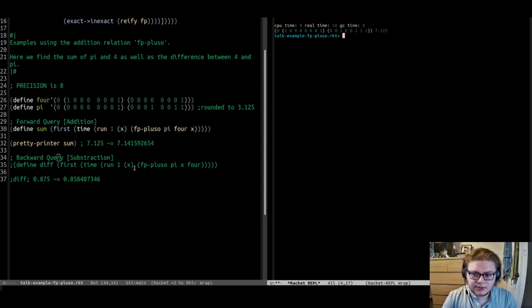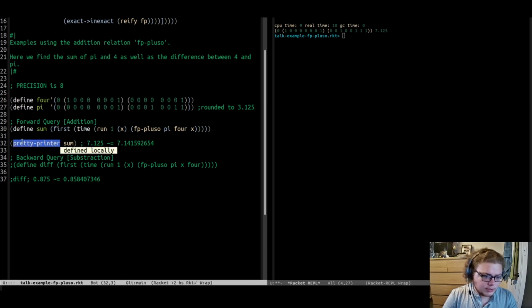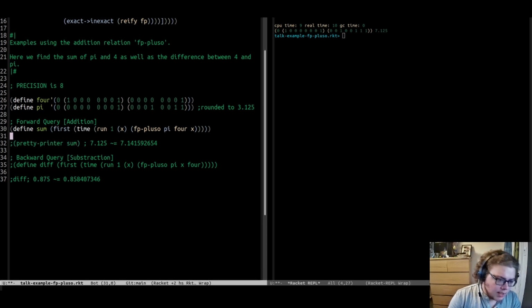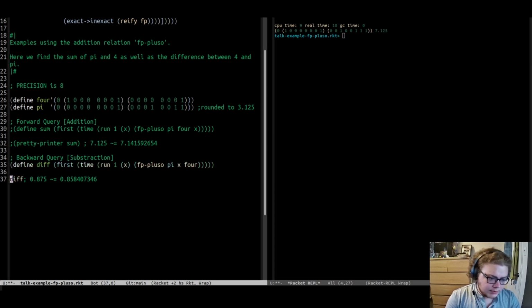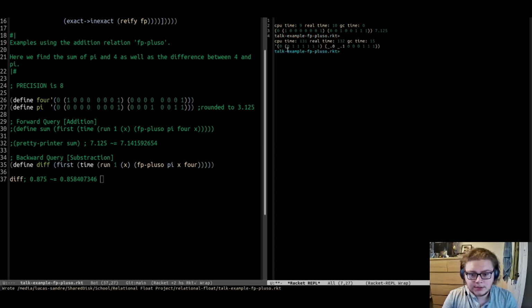That's about it for this example. Now let's go on to subtraction. And subtraction is obtained by running FP plus O backwards. And here we go. As you can see, this query does take a little bit longer, but it's still resolved quickly. And another thing that's important to note here is that logic variables do appear in the mantissa. This is because you could assign those bits to either 0 or 1, and the relation will still hold.